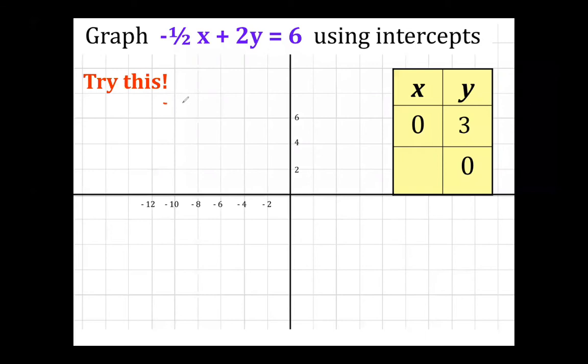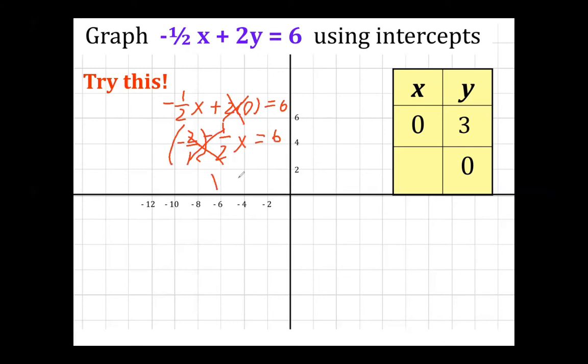So you get negative 1/2 x plus 2 times 0 equals 6. 2 times 0 cancels, and you're left with negative 1/2 x equals 6. Recall that to cancel anything that is multiplied by a fraction, you just multiply both sides by the reciprocal. So that would be negative 2/1. Those cancel, and you're left with x equals 6 times negative 2, which would just be x equals negative 12.